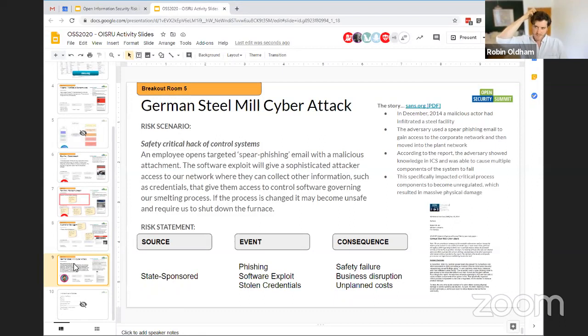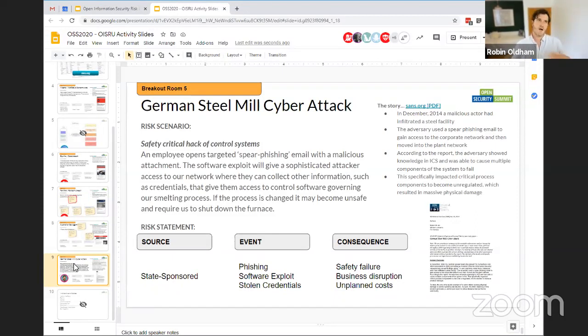Safety critical control systems. An employee opens a targeted spear phishing email with a malicious attachment. The software exploit will give a sophisticated attacker access to our network, where they can collect other information such as credentials that give them access to the control software governing our smelting process. If the process is changed, it may become unsafe and require us to shut down the furnace.